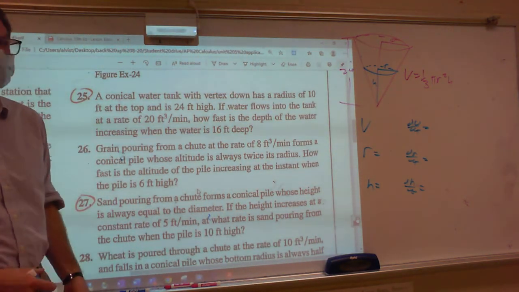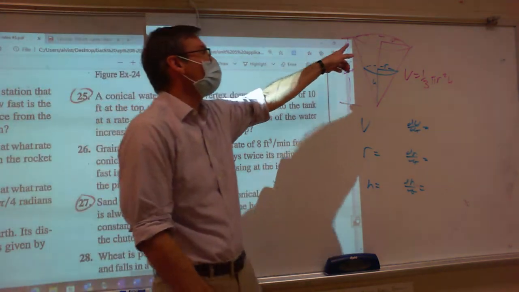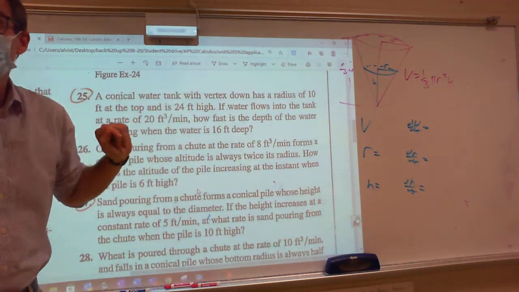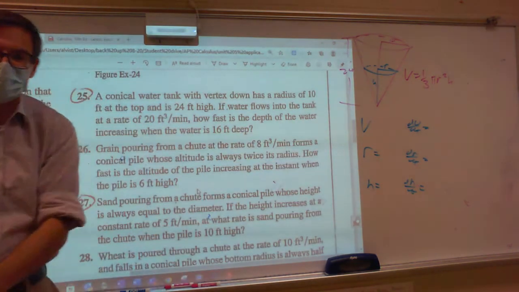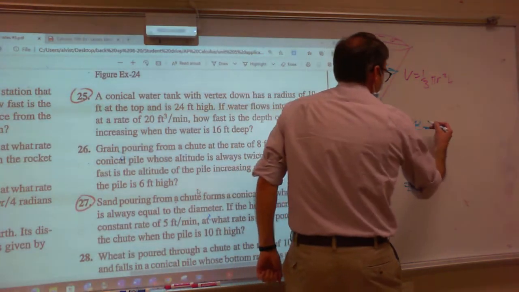All right, now let's read the problem and figure out what we know in the chart and what we're looking for. What do we know? A radius of 10 feet. Oh, no, that's the radius of the whole tank, right? What do we know about the water? Notice I put it in blue because I'm talking about the water. dV dt is 20. Okay, so this is 20.